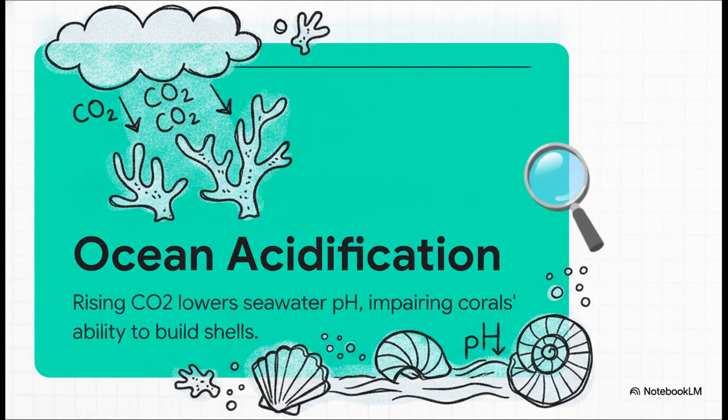When the ocean absorbs too much carbon dioxide, the water becomes more acidic, literally dissolving the ability of marine life to build their shells. We call this ocean acidification. The precise definition is that rising CO2 absorption lowers seawater pH, directly impairing the ability of corals and shellfish to build their calcium carbonate skeletons.